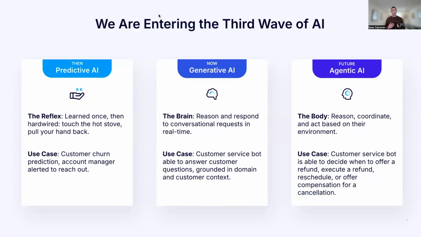And with generative AI, what we've done is we've introduced a brain that can reason and respond. So now we don't need to just predict customer churn. We can actually generate a response to the customer's questions and make it sound like a person. And then with agents, things get even more interesting because we have this full body system that can reason and coordinate and take actions. Going back to our customer use case, an agentic customer service bot can not only respond to customers, but it can make decisions like deciding to give someone a refund and executing that task.